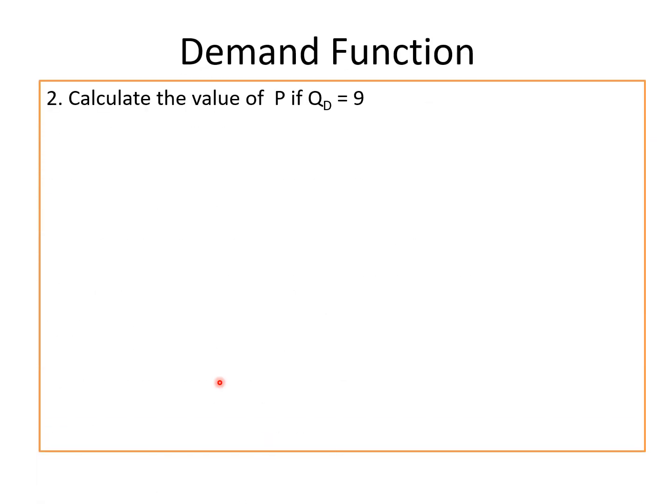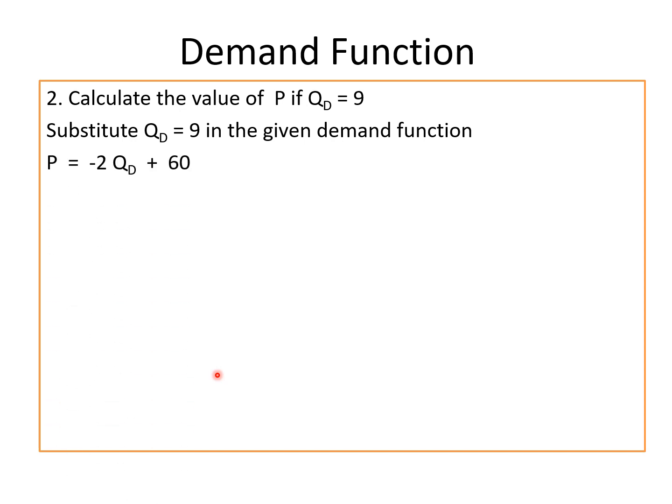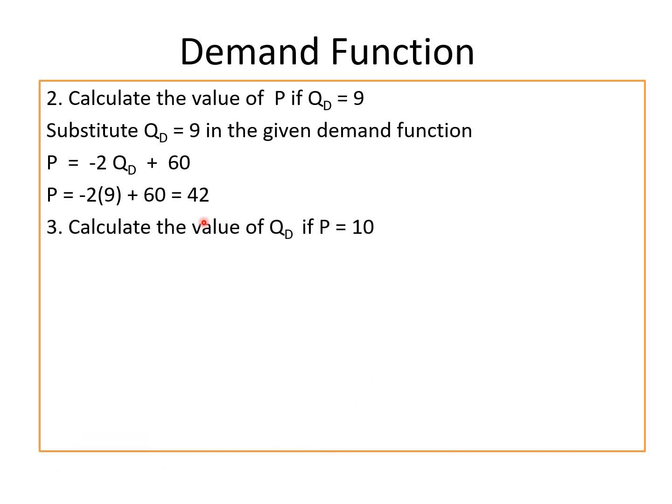For number 2, we need to calculate the value of P if QD equals 9. So what you need to do is just substitute the value of QD, which is here 9, in the given demand function. If we substitute QD by 9 and do this arithmetic calculation, you will get the price equals 42.